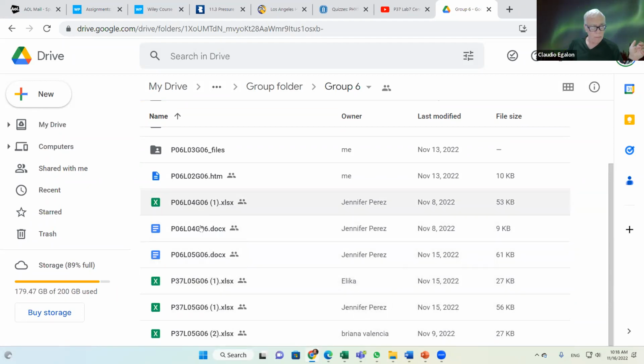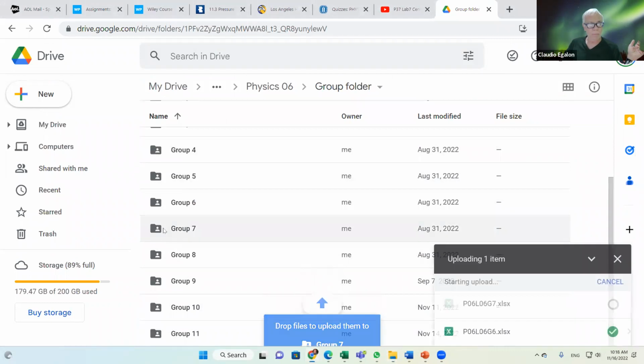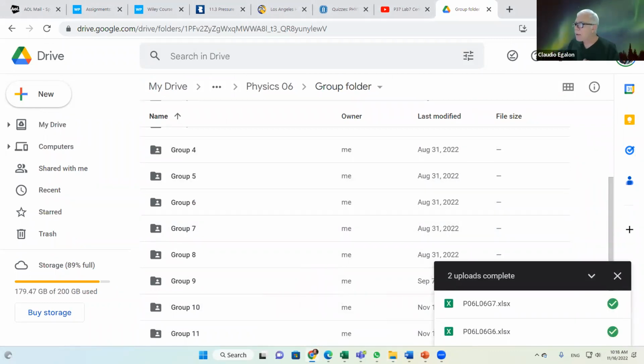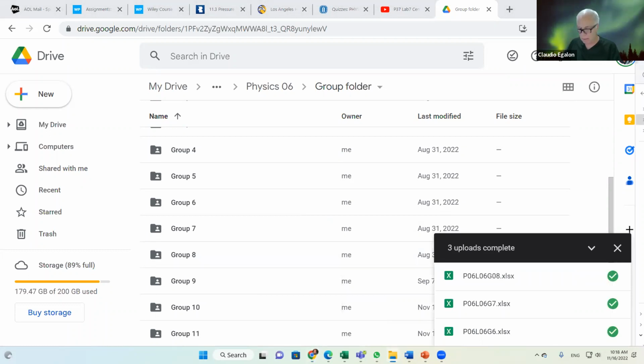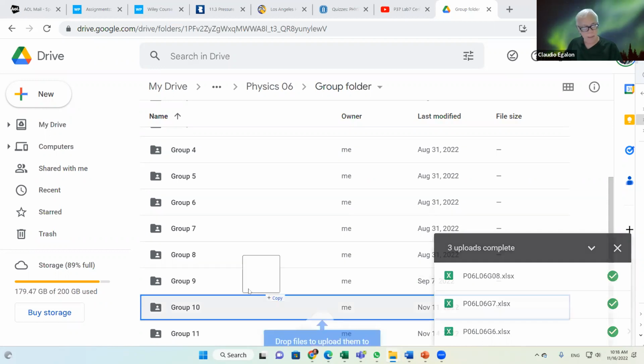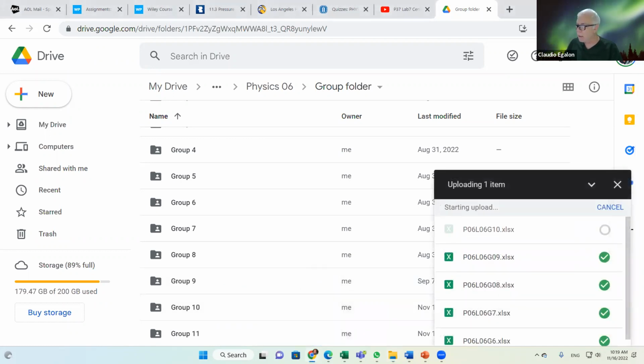So, lab 06. Okay, that's group 6. Good. Group 7. Why don't I have group 8 here? Interesting. Group 8. Group 9. Oh gosh. Group 10. And group 11.